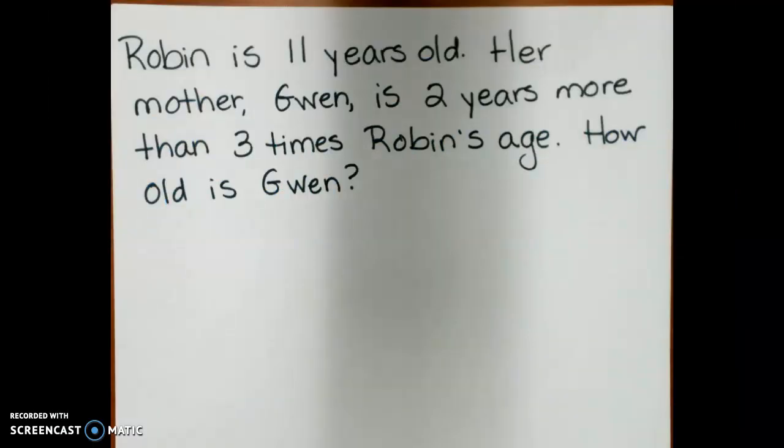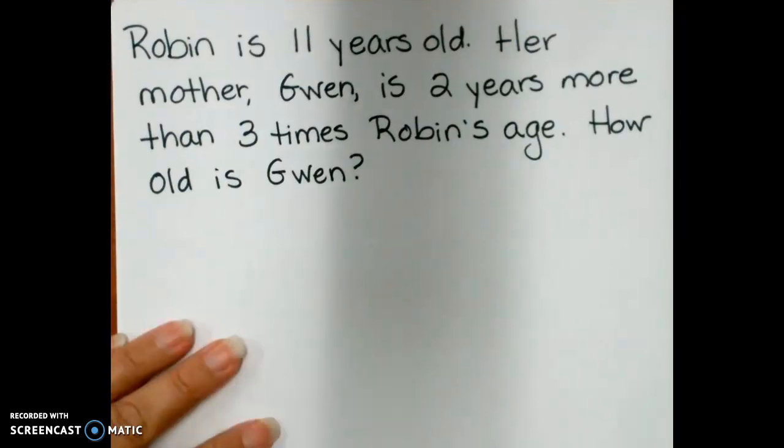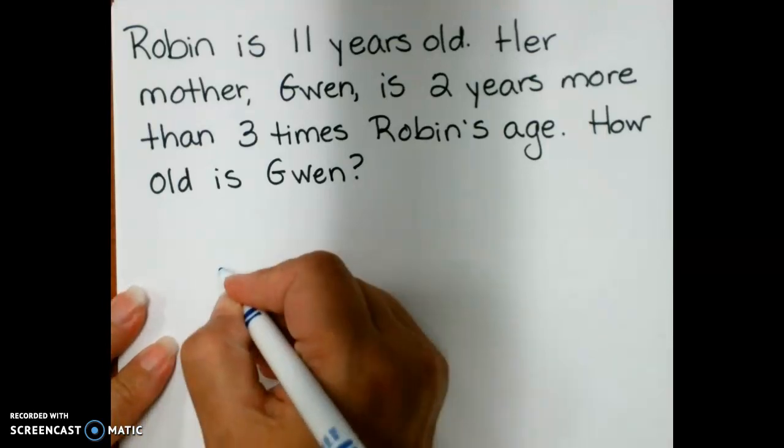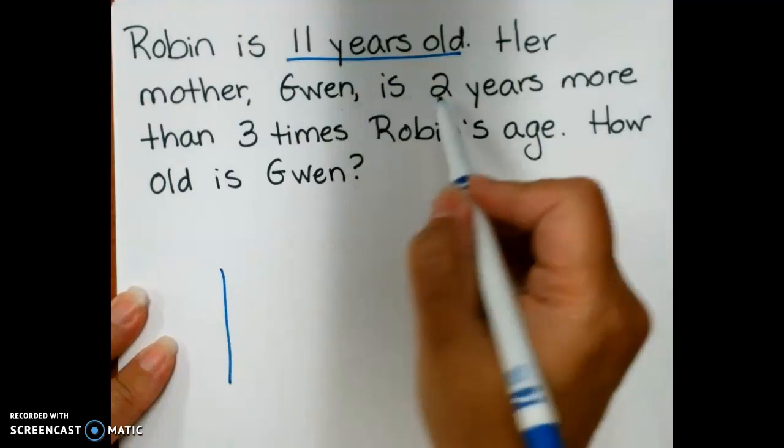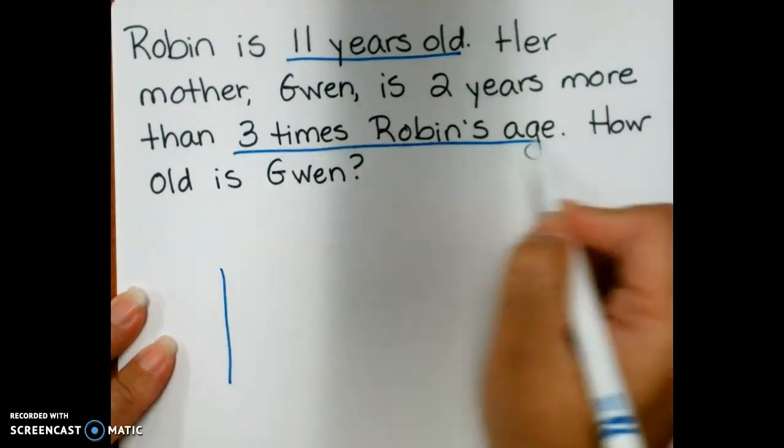So the first thing we're going to do is solve this word problem. And word problems are like a big puzzle too. So this is why Miss Walker just loves math. Okay, Robin is 11 years old. Her mother, Gwen, is 2 years more than 3 times Robin's age. How old is Gwen? Okay, so what do we know? Robin is 11. Her mother is 2 years more than 3 times Robin's age.